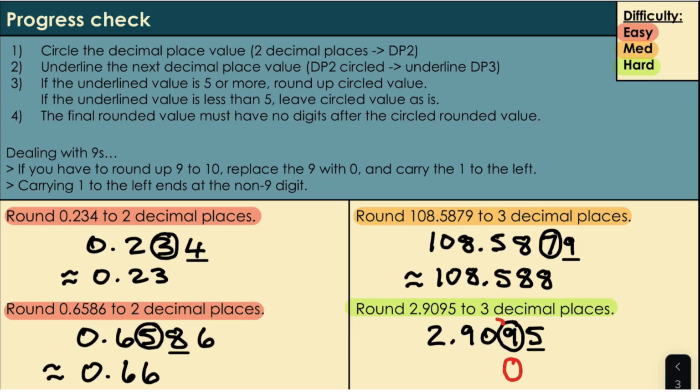I carry the 1 across, so 0 is increased by 1, and then I still have my other digits at the front. And there is my approximate value, 2.910. And that is a wrap. Just remember, guys, we follow these 4 steps, and we now also know how to deal with 9s.